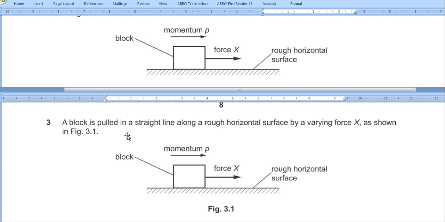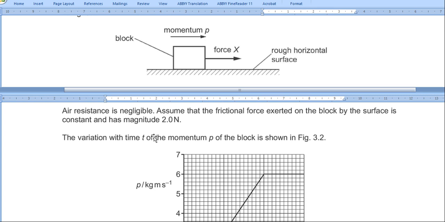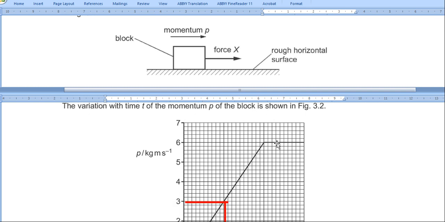Let's read the question. A block is pulled in a straight line along a rough horizontal surface by a varying force X as shown in the figure. So we have momentum, we have force, rough horizontal surface. Air resistance is negligible. Assume that the frictional force exerted on the block by the surface is constant and has magnitude 2 newtons. The variation with time of momentum of the block is shown.